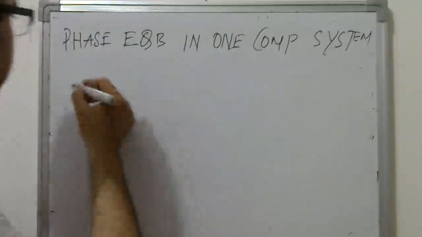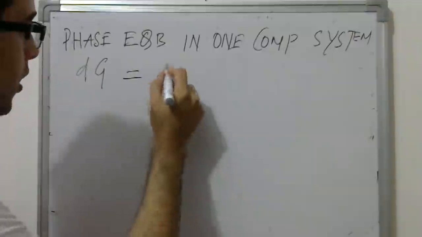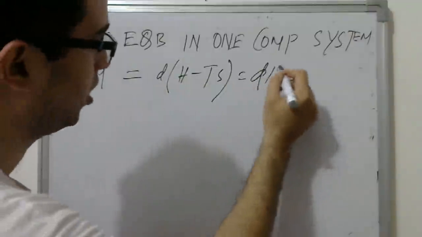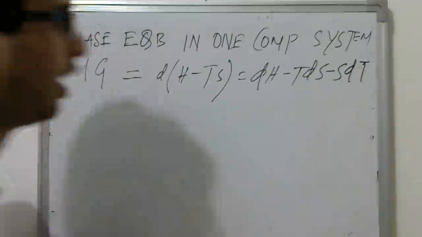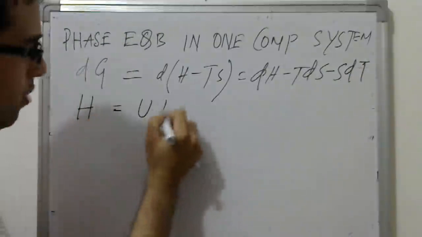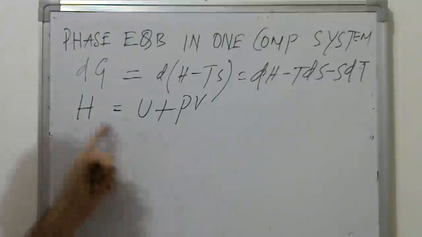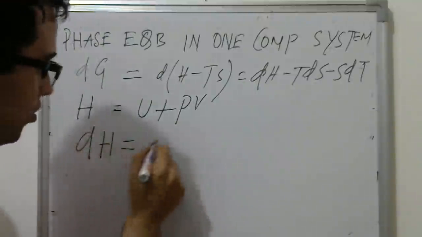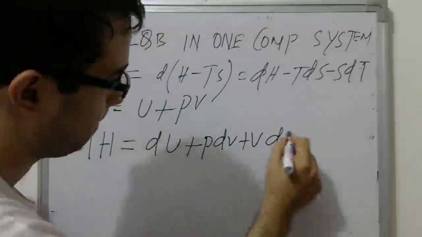Let's see how we will get it. dG is d of H minus d(TS), which is dH minus T dS minus S dT. I have taken just the differential. H is U plus PV. Please refer to my earlier lectures, where I have talked about these relations multiple times. So dH is dU plus P dV plus V dP.